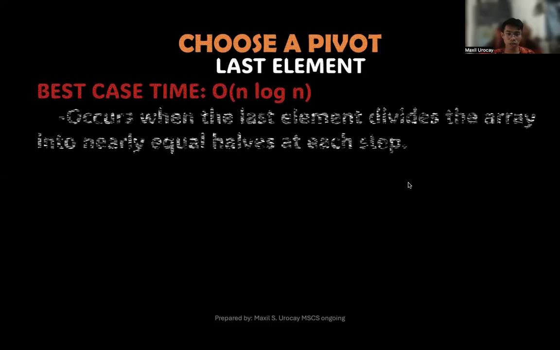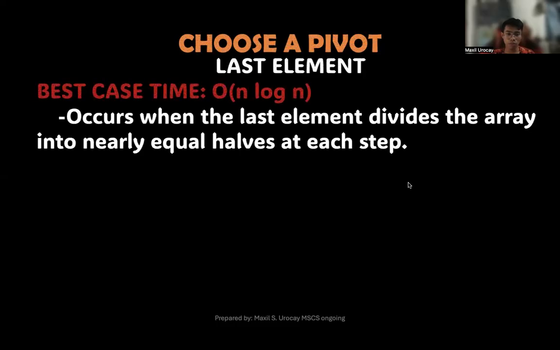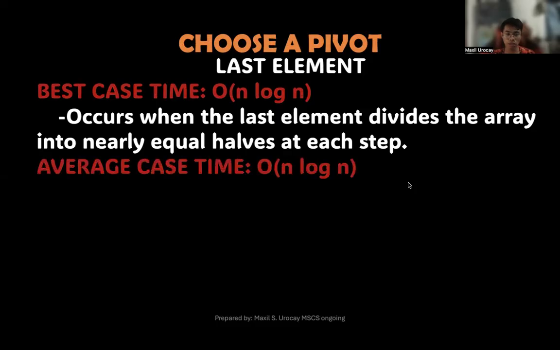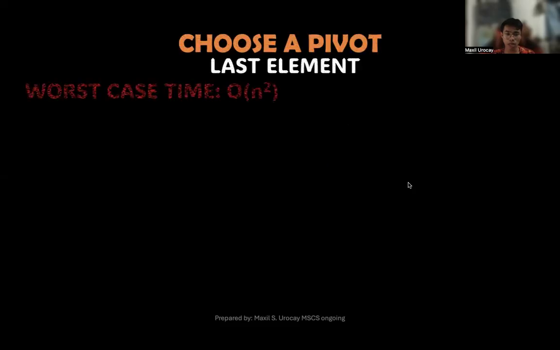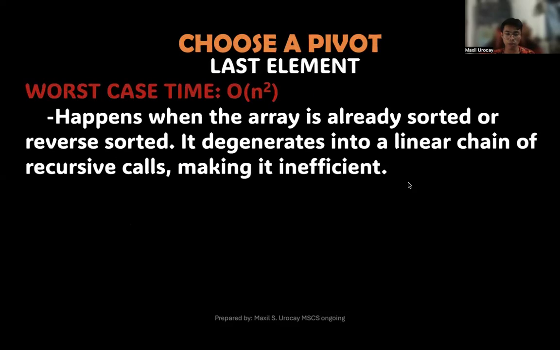So the best case time will be O(n log n). That occurs when the last element divides the array into nearly equal halves at each step. That is somewhat similar to the first element. So it works fine for randomized input, but does not guarantee balance. And here for the worst case, time will still be quadratic. The same thing happens when the array is already sorted or sorted in reverse, and that degenerates into a linear chain of recursive calls, making it inefficient.